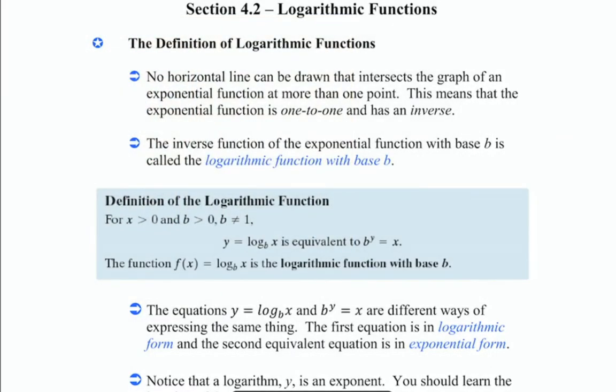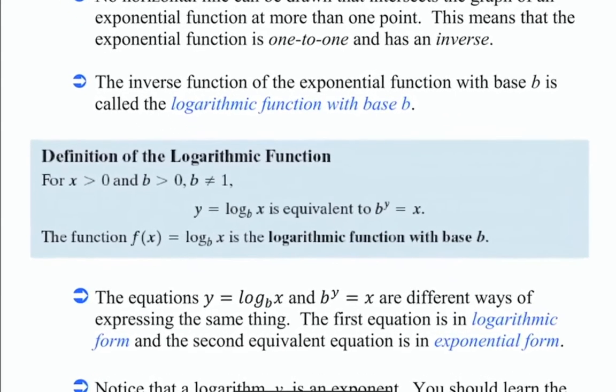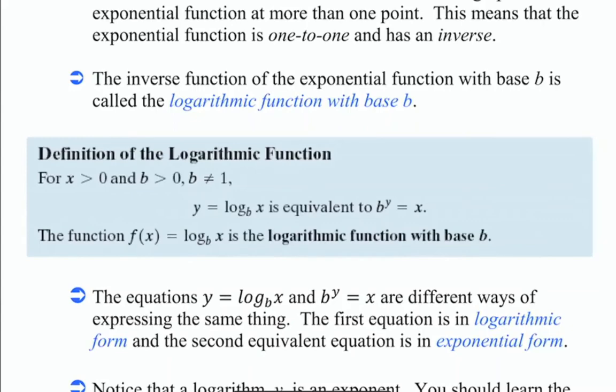A logarithmic function is a little unusual. However, the first thing that I think it's most important that you realize is that the logarithmic function is actually something that you've seen before, you just maybe haven't seen it this way.